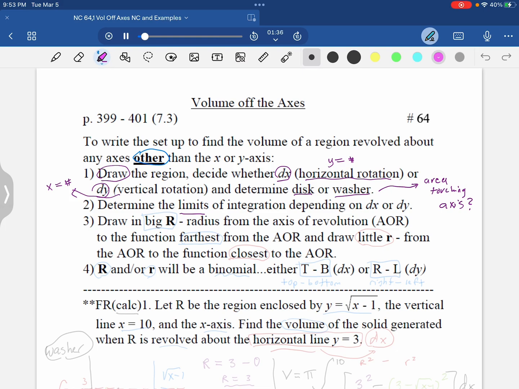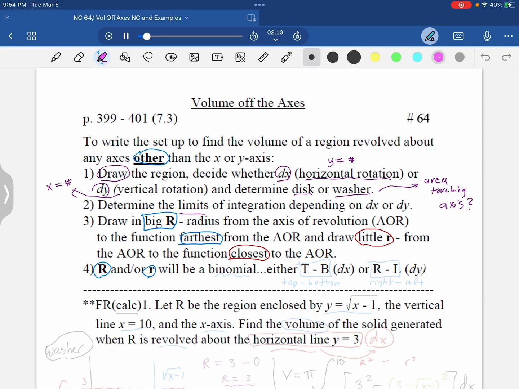So the big key piece for this one is that we're going to want to draw or label big R, which is the radius from the axis of revolution, what we're spinning around, to whatever function is furthest from the axis. And then your little r is going to be the distance from the axis to whatever function is closest to the axis. The difference between this and just regular disc method is that big R and little r are going to be binomials this time.